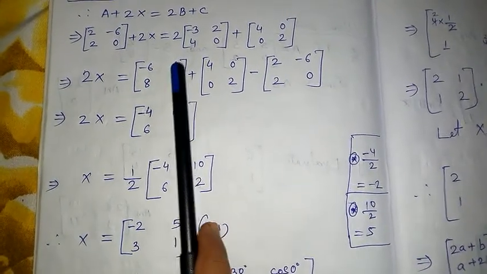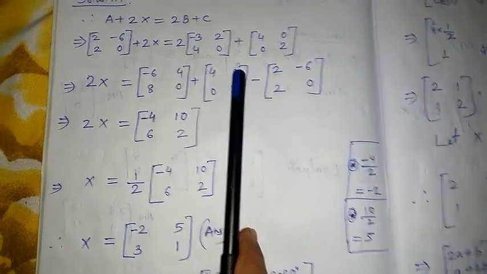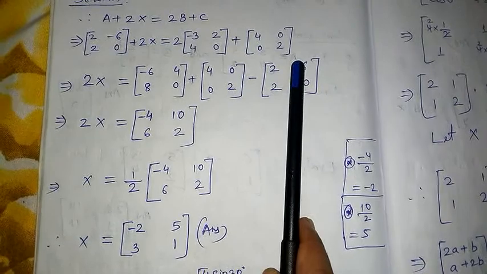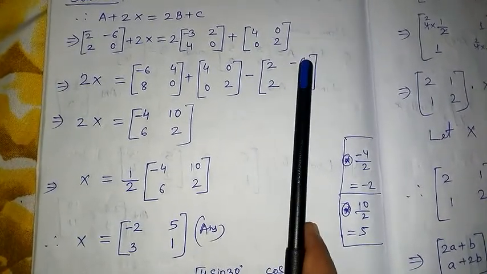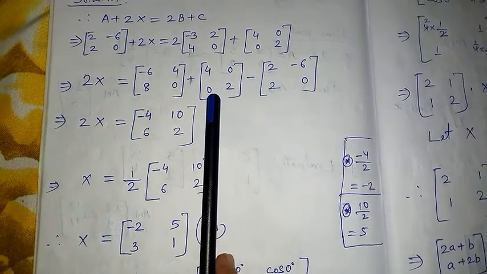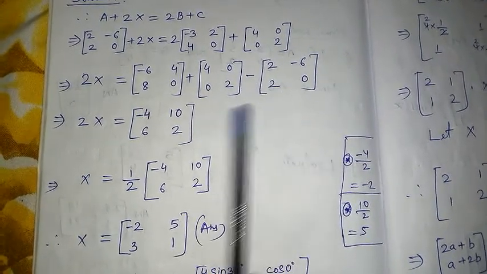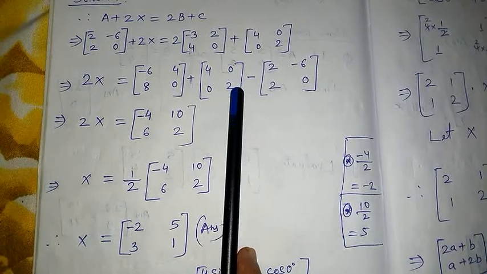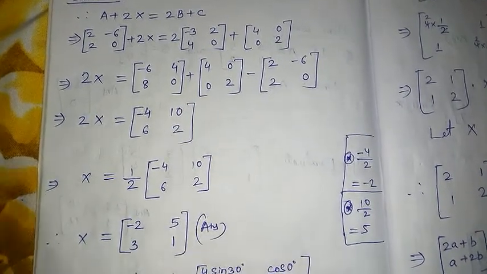Point to be noted here, children. 4 plus 0 is 4, and minus into minus became plus, so it became plus 6. So that 6 and that 4 became 10. 8 plus 0 is 8, and 8 and -2 is 6. 0 plus 2 is 2. 2 minus 0 is 2.